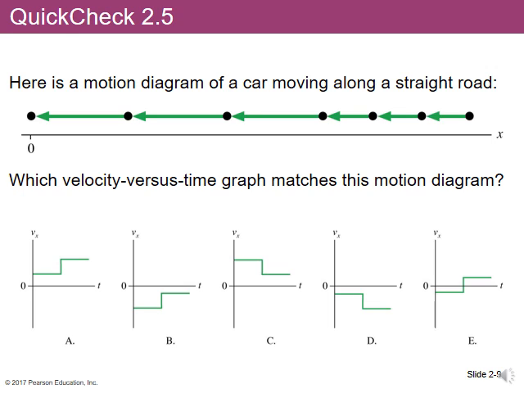Now what happens if that same car turns around and goes back the other direction? Well, we start with a negative velocity, a small negative velocity, and it turns into a bigger negative velocity. So that would give us the velocity time graph that looks like D.